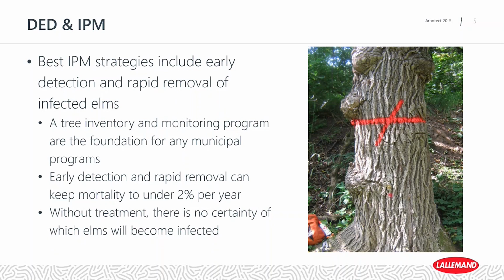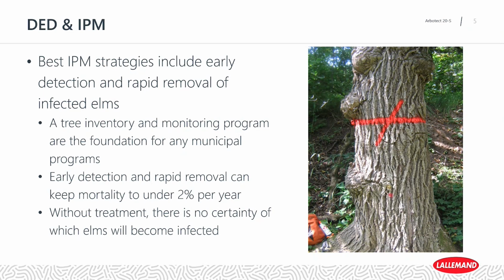And early detection and rapid removal can keep mortality just under 2% per year. But without treatment, there is no certainty of which elms will become infected. Secondly, we can disrupt root grafting through a process called trenching. We can also save diseased elms sometimes with a method called tracing. And I won't get into tracing during this webinar, but if you're interested, there are some neat videos on YouTube that go over the process. And lastly, protecting high-value elms with Arbotect 20S.